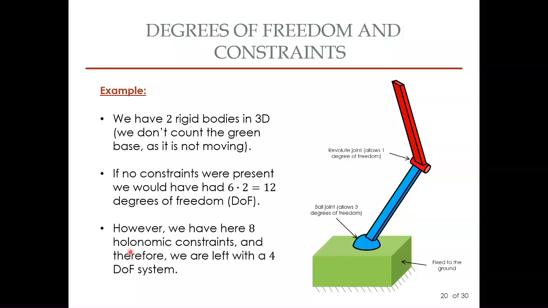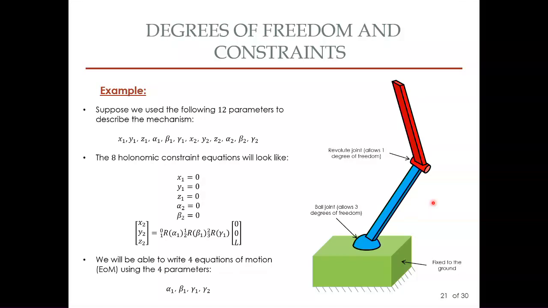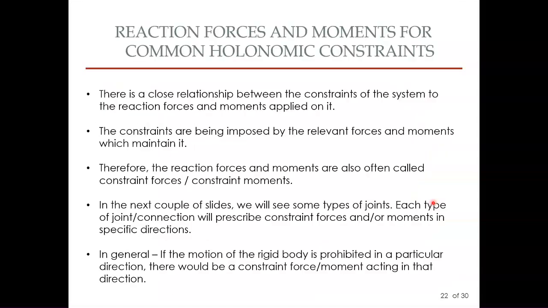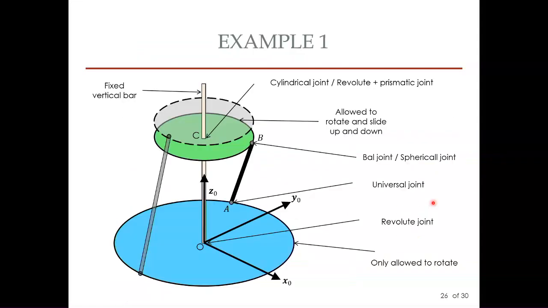Okay, so these 8 constraints, starting from 12, 12 minus 8 is 4. In addition, these 8 constraints also represent 8 components of either force, if the motion that is restricted is linear motion, or moment or torque, if the motion that is restricted is angular motion. So we will take it into account when we do free body diagrams.